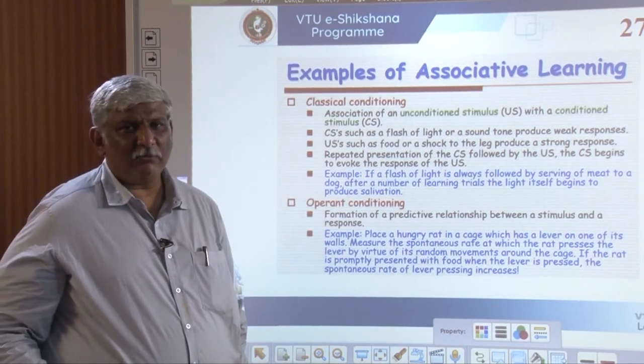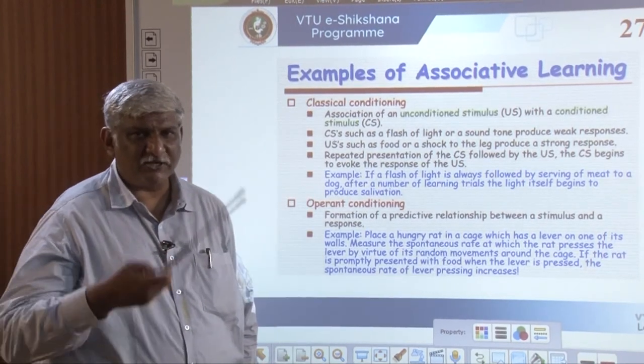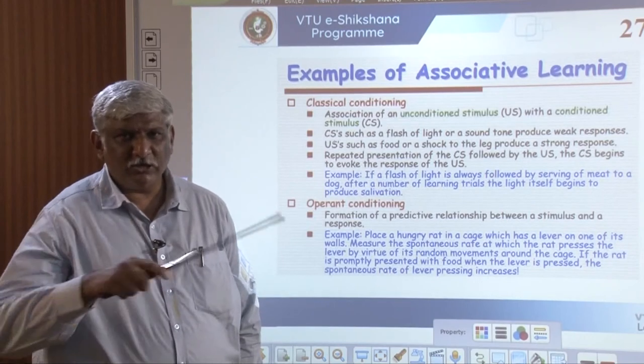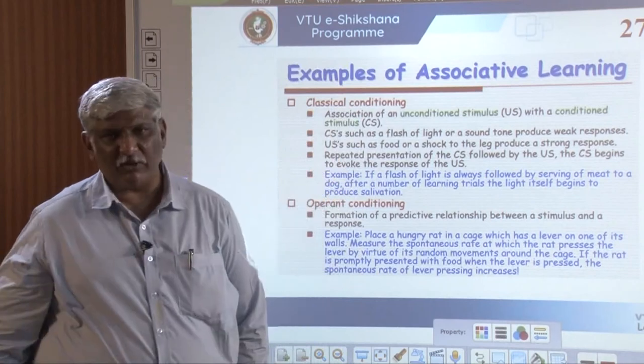So here actually what happens is two operations which are associated. The first operation is flashing of the light. The second operation is serving the meat. So these two operations are associative. That is actually called classical conditioning, one example.